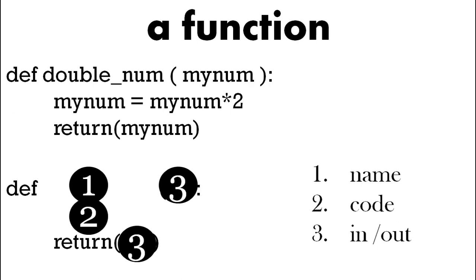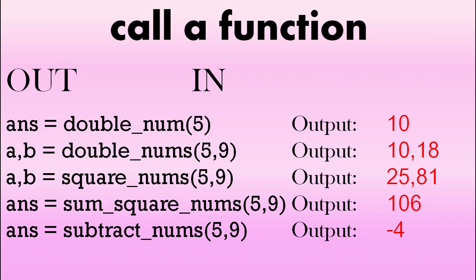So calling a function, we just have the function name, what's going to go into it, what's going to be passed to it, and what's going to come out of it. In these examples, 5 goes to double num, the output's going to be 10. Double nums, send it 5 and 9, output 10 and 18. Square nums, 5 and 9, 25 and 81. Sum of square nums, 5 and 9, 106. Subtract nums, 5 and 9, minus 4.